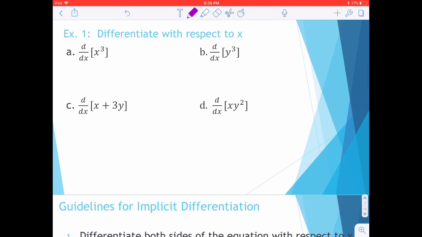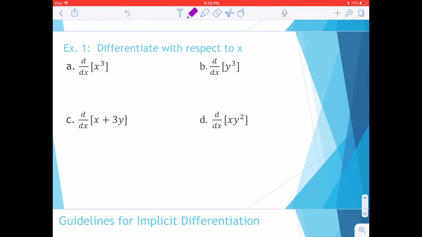Okay, so when we differentiate with respect to x, here's some examples. This just means we're differentiating with respect to x right here, and we want to find that derivative. Since the x and the x's are the same here, we are just going to differentiate as normal. So this is just going to be 3x squared. It doesn't matter about using the chain rule because we only have terms of x in this function.